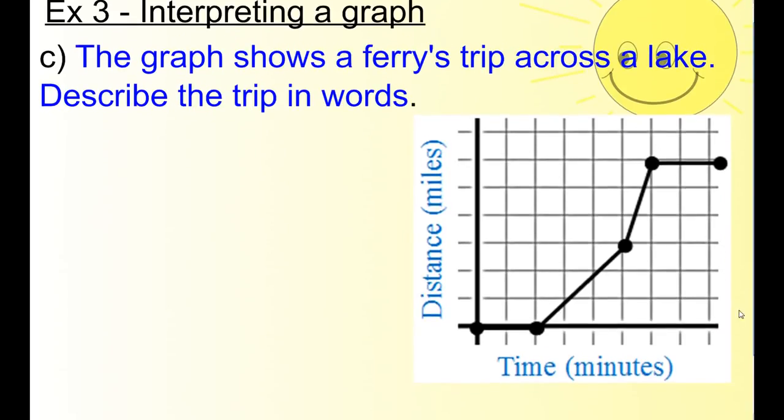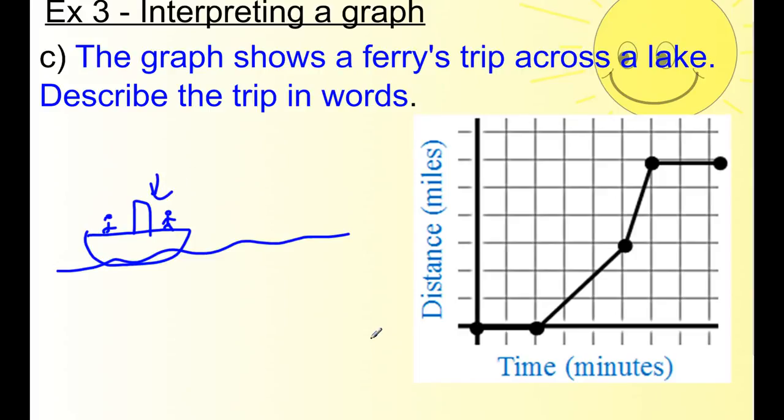Here's what I'd like you to try. So you have the graph. You don't have the labels or the scenario. It says here, the graph shows a ferry's trip across a lake. Describe the trip in words. And this ferry is not like a ferry like Tinkerbell. It's like a big boat. You get people on the boat and cars and stuff, and you use it to go across a lake. All right? So the graph shows the ferry, the boat, trip across a lake. Describe the trip in words. Go ahead, pause the video, and see what you can come up with. When you're ready to continue, hit play, and we'll go through it together.